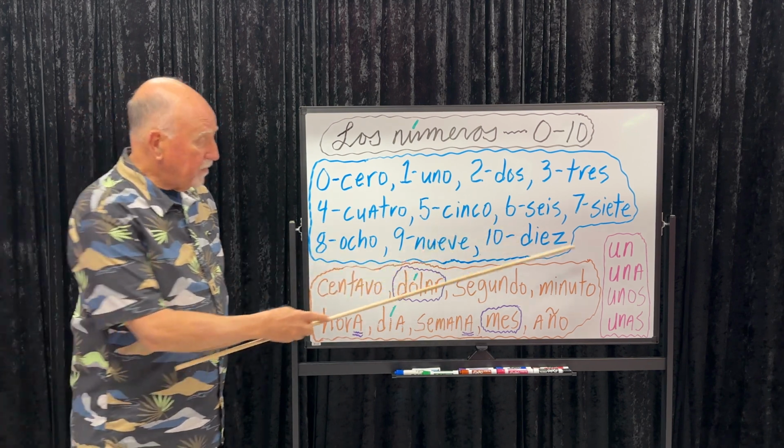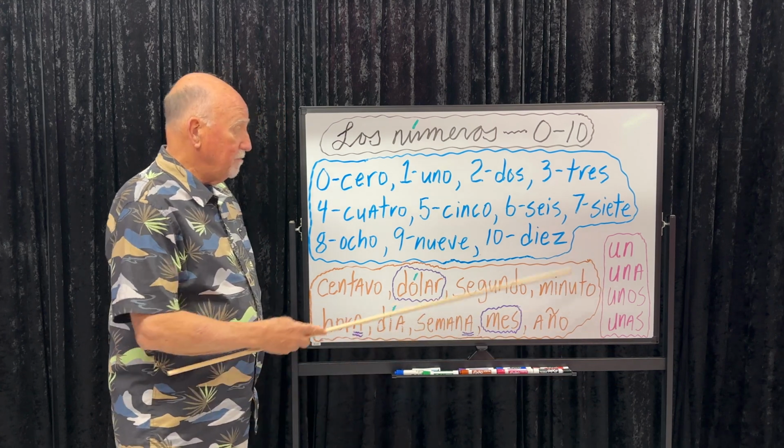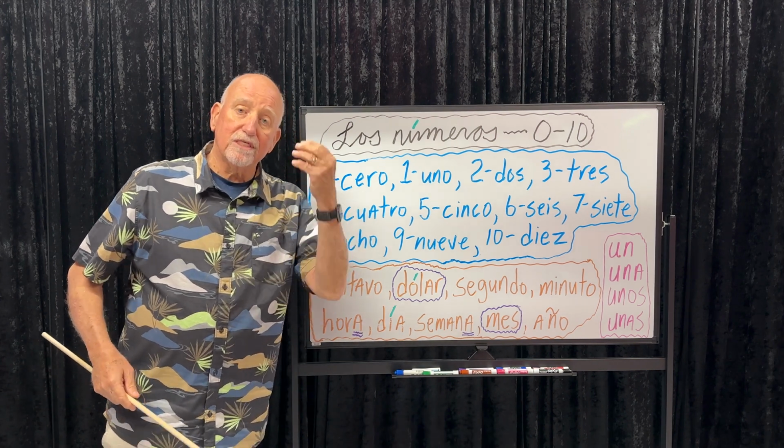Now, over here we have some words. We have un, una, unos, and unas. And remember, we put these little squiggly circles around them because our brain clusters ideas.